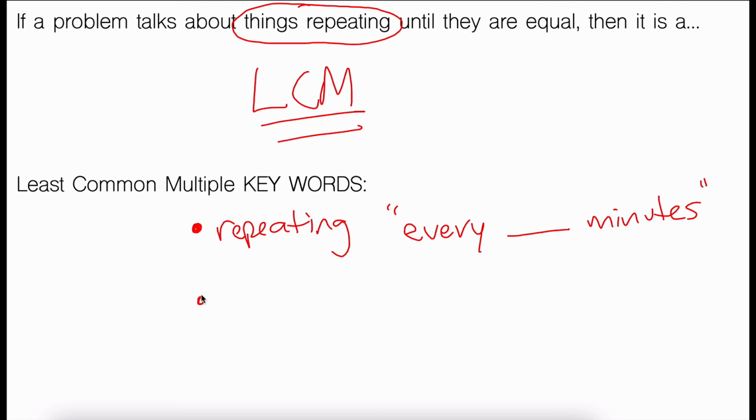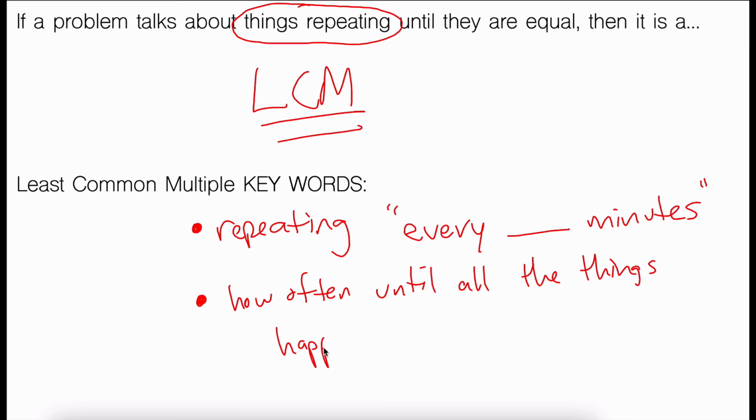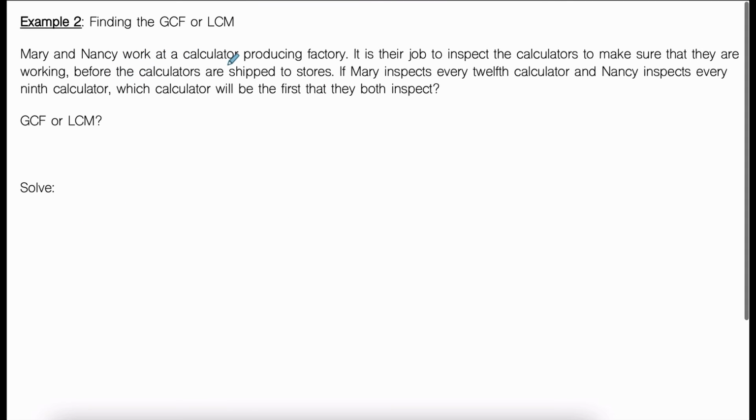Another thing that you will see in an LCM word problem is the question itself will oftentimes say, how often or how long will it take until all the things in the problem happen at the same time? So if the word problem says, and let's look at one right now, Mary and Nancy work at a calculator producing factory. It's their job to inspect the calculators to make sure that they're working before they're shipped to stores. Mary inspects every 12th calculator, and Nancy inspects every 9th calculator. If that's the case, which calculator will be the first that they both inspect?